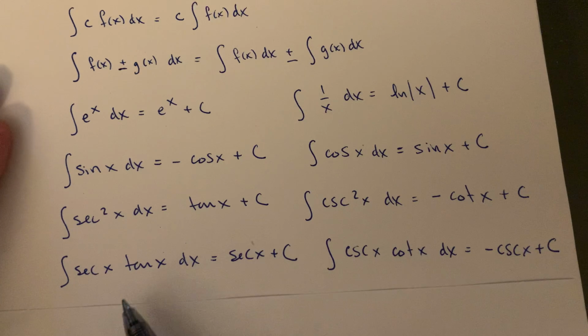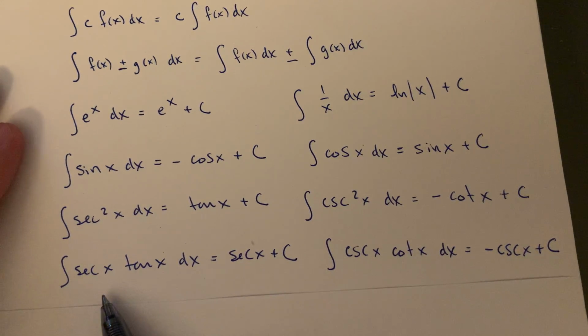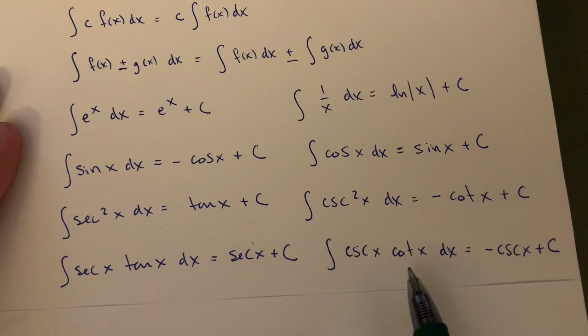Secant has secant times tangent as its derivative, so that means I can integrate secant x times tangent x dx. I can send it backwards to secant. Or cosecant times cotangent of x, go backwards to negative cosecant of x. All of these, of course, plus big C.